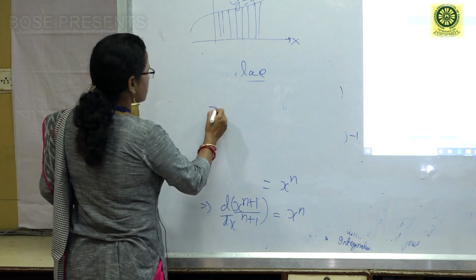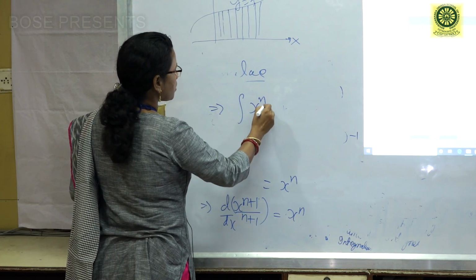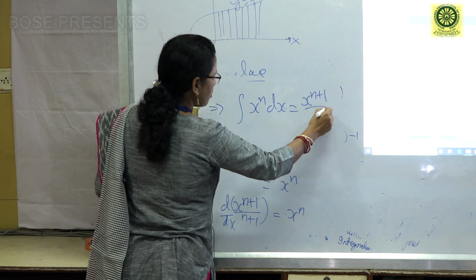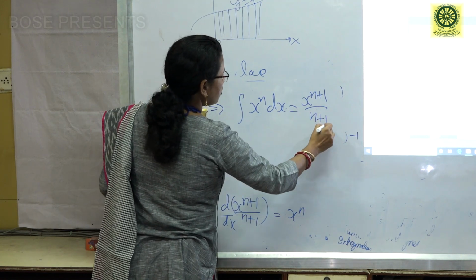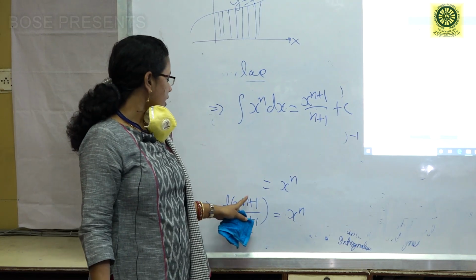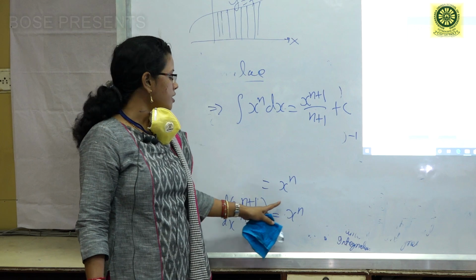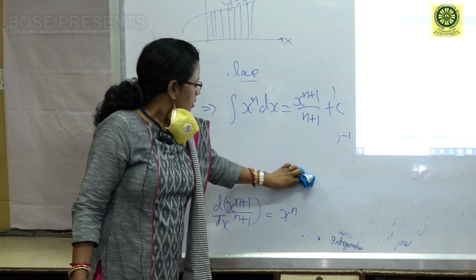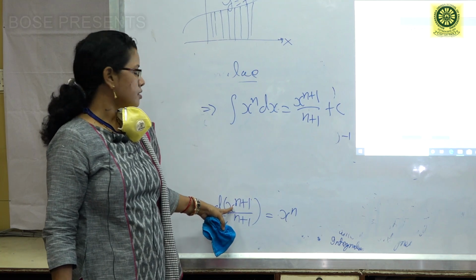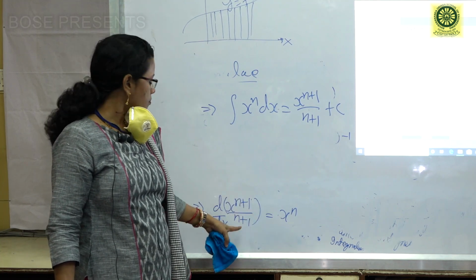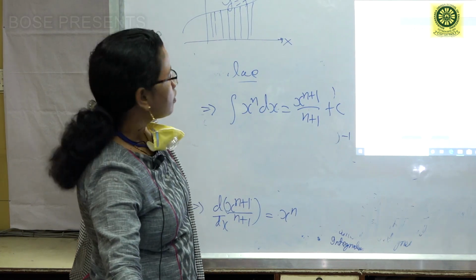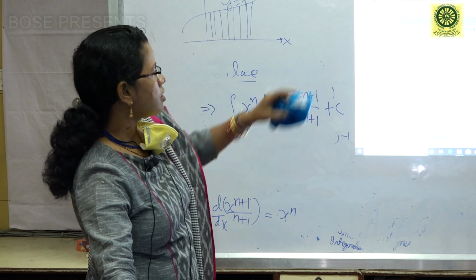That implies the integral of x to the power n with respect to x is x to the power n plus 1 by n plus 1 plus c. Since the derivative of x to the power n plus 1 by n plus 1 is x to the power n, we can write the integral of x to the power n is x to the power n plus 1 by n plus 1 plus integrating constant. So this is the formula.